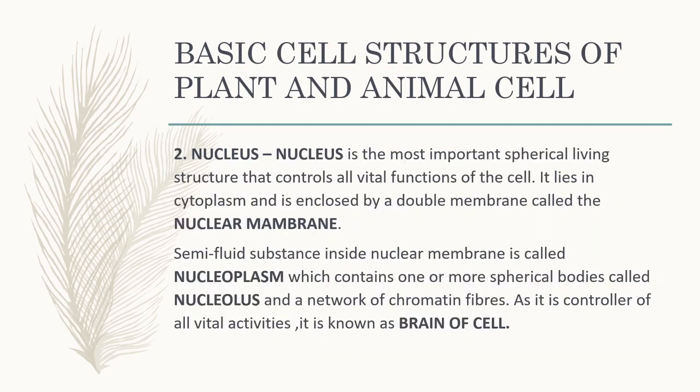Now we will take the second basic structure which is common in the plant and animal cell, that is the nucleus. Nucleus is the most important spherical living structure that controls all vital functions of the cell. It lies in the cytoplasm and is enclosed by a double membrane called the nuclear membrane. The semi-fluid substance inside the nuclear membrane is called nucleoplasm, which contains one or more spherical bodies called nucleolus and a network of chromatin fibers. As it is the controller of all vital functions, it is known as the brain of the cell.